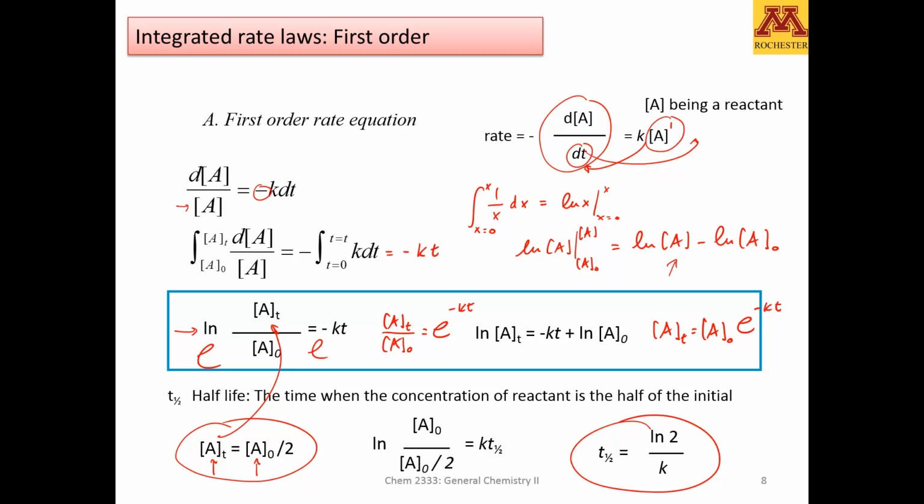You should be able to find this. You should be able to manipulate from one equation to another, and again, the remarkable thing is that it does not depend on the initial concentration. The time that it takes for a concentration to be halved does not depend on how much that initial concentration is, as long as you have first order kinetics.